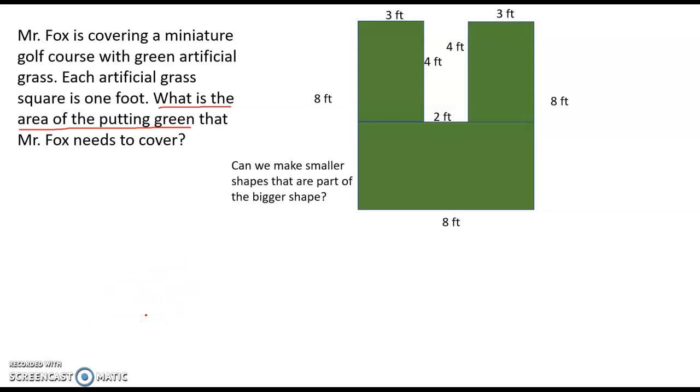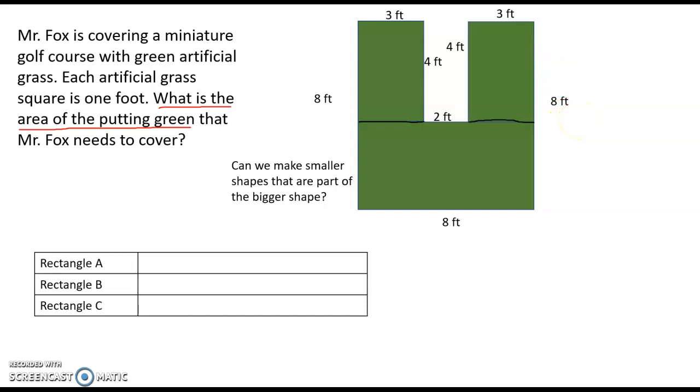Can we make smaller shapes that are part of this bigger shape? Take a look at this shape and think about that question for a second. Looking at this shape, I do see that we can make 3 rectangles out of it. Now, I know how to find the area of a rectangle, so all I have to do now is find the area of each of these rectangles and then add the areas together to get the area of the entire shape. So I've made 1, 2, 3 different rectangles.